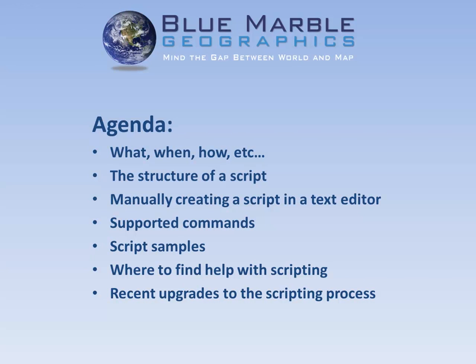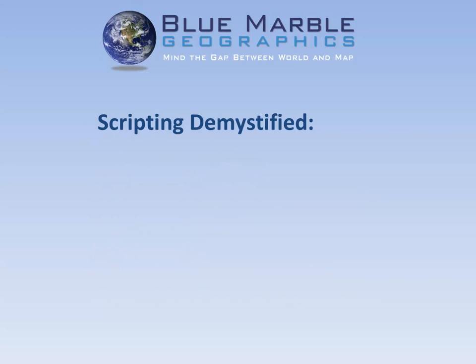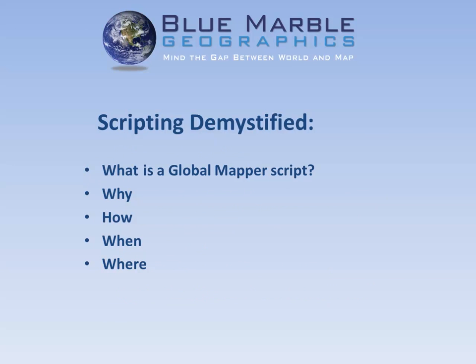The first series of questions: what, where, when, how. I entitled this slide Scripting Demystified. So there are my questions. What, why, how, when, where. Let's begin with what is a Global Mapper script. We're going to define that one on my next slide, so I'm going to bypass that for the time being. Obviously, before you get involved in scripting, it's a good idea to define exactly what it is. Why should you use scripting? What's the value in scripting? I'm also going to point to some cases where scripting is not the best option for your workflow.